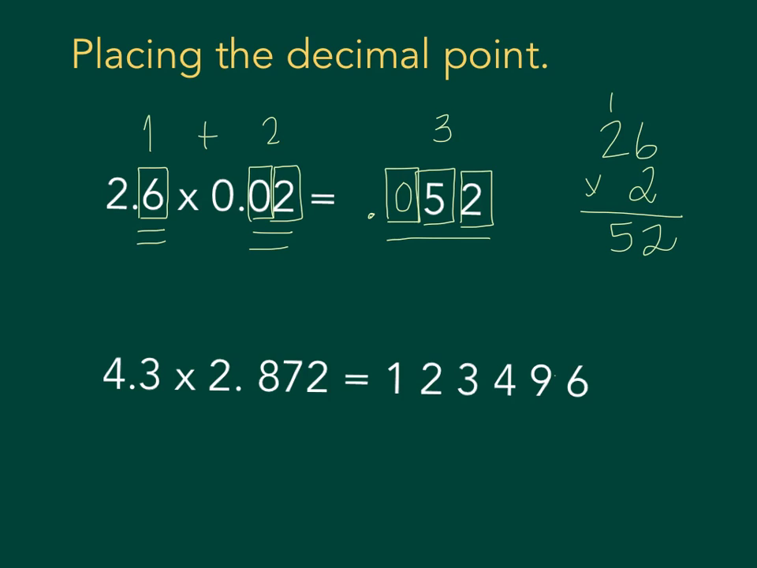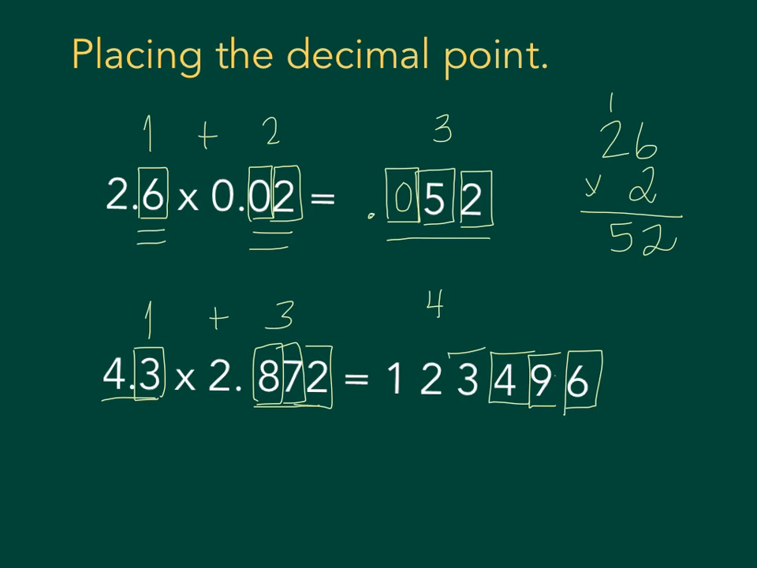So now let's look at 4 3/10 times 2 872 thousandths. Let's count the decimal places in our factors. In 4 3/10 I have 1 place after the decimal. In 2 872 thousandths I have 1, 2, and 3. So 1 plus 3 is 4. So in my product I should have 4 decimal places. So let's start counting. 1, 2, 3, 4, and that's where my decimal point would go in my product.